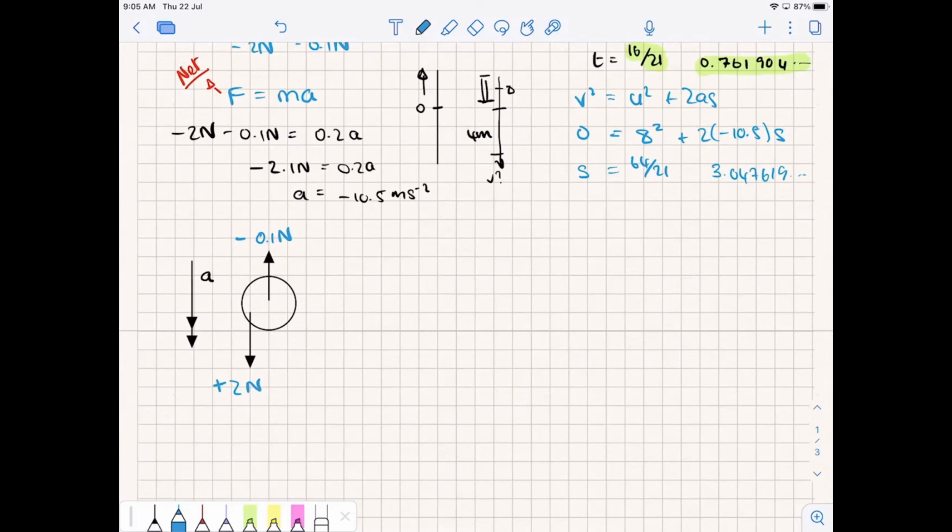You don't have to do this. You can keep your acceleration and everything in the same direction. You'll get exactly the same answer. I'm just showing you that you can always change your perception of the direction you choose to be positive, and you'll still get the same outcome. The important thing is to look at the direction of these.